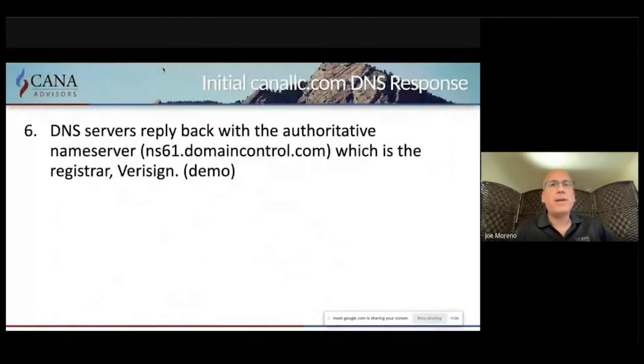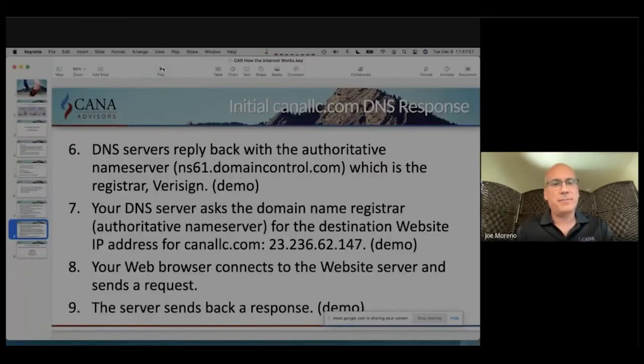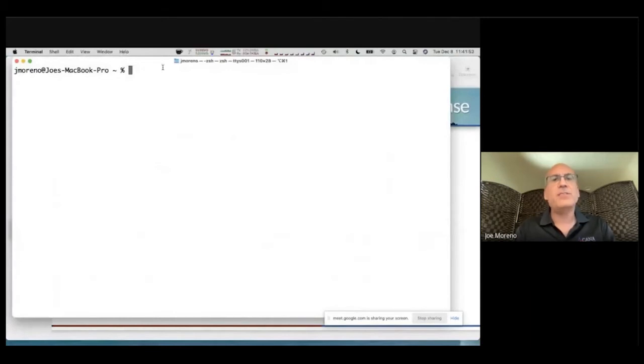Okay, so now we got back ns61.domaincontrol.com. That's how your web browser finds it. Then your DNS server asks the domain name registrar, right? Again, that's the authoritative name server, for the destination website IP address. And in this case, CANA-LLC.com, the IP address is 23.236.62.147.